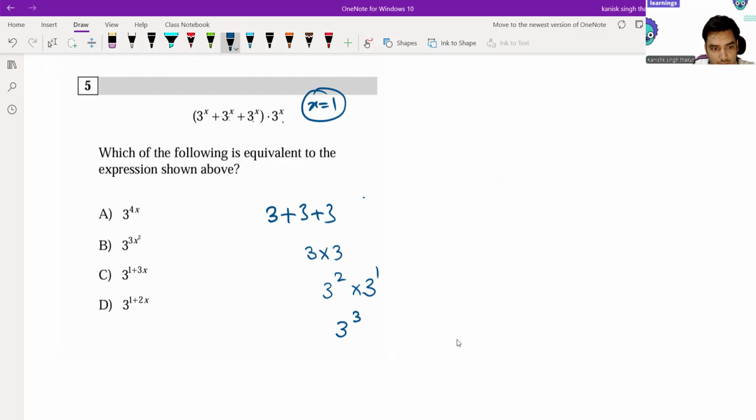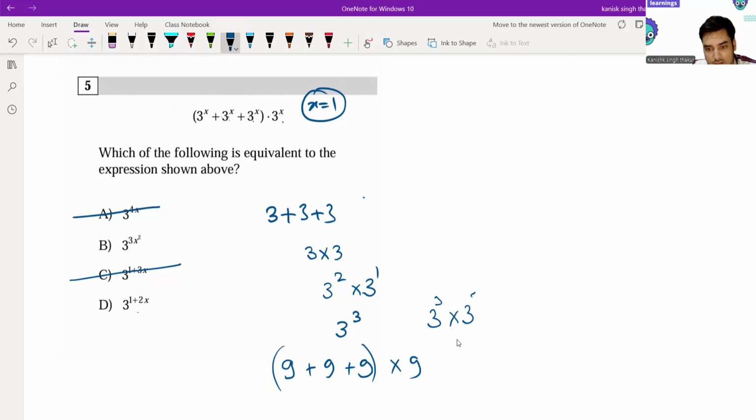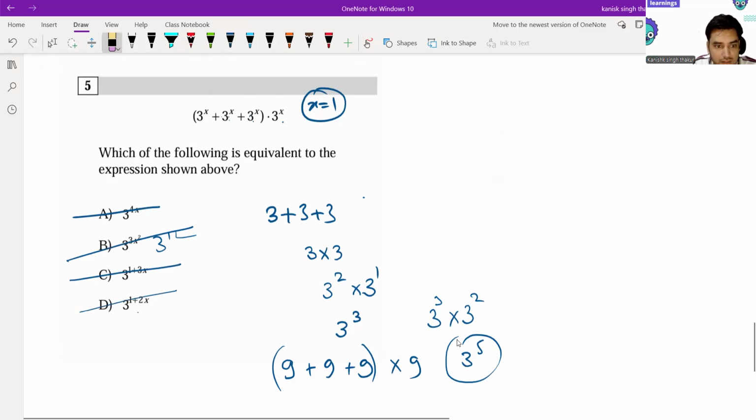When you put x equal to 1, which option gives you 3 cube? This is not giving. This is not giving. So this is giving 3 cube and this is also giving you 3 cube, right? Now this thing is also not working, right? So I put x equal to 2 here. 9 plus 9 plus 9 times 9, right? 9 times 3 is 27, which is 3 cube times 3 square. I am getting 3 to the power 5. Right? So which option is giving me that? This is giving me 3 to the power 12. So this is also not true. So the answer will be option D, right? So this is how you can do.